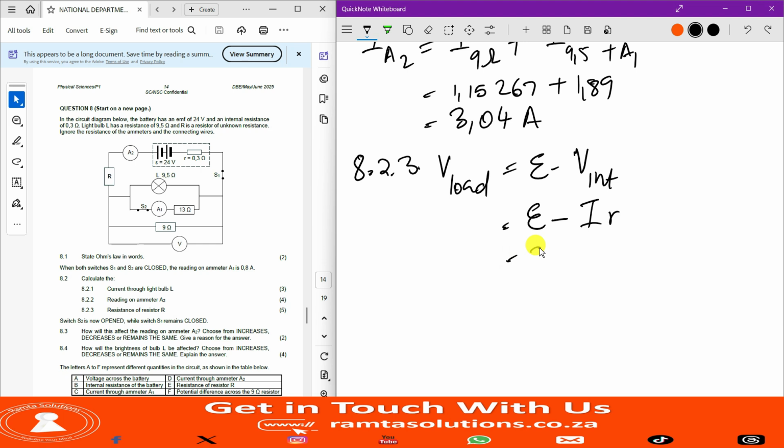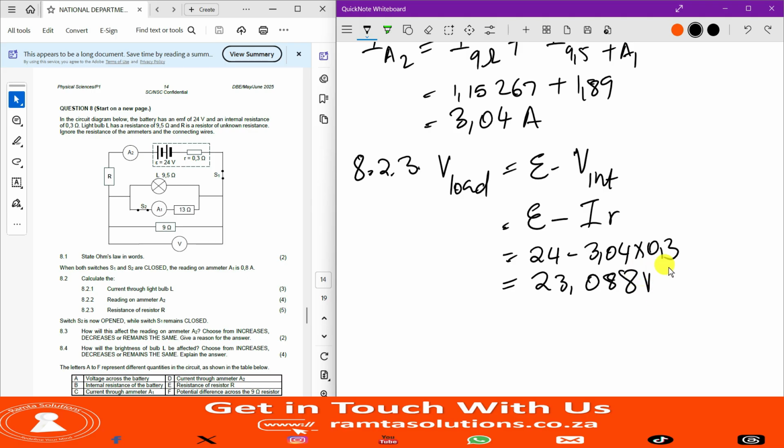So what is the emf? It's 24 volts. The total current was 3.04 amperes, and the internal resistance is 0.3. Now we know V load. So let's see, we have 24 minus 3.04 multiplied by 0.3, which will be, let's see, 23.088, right?